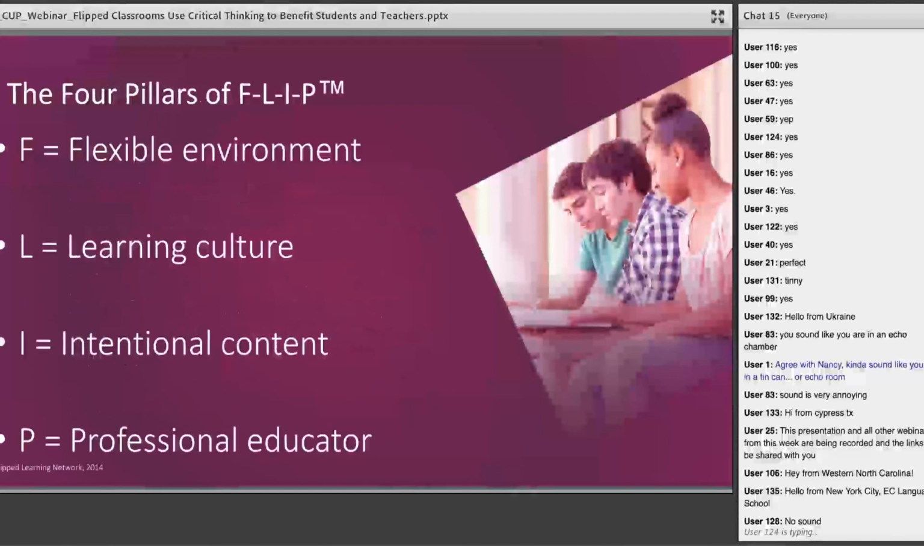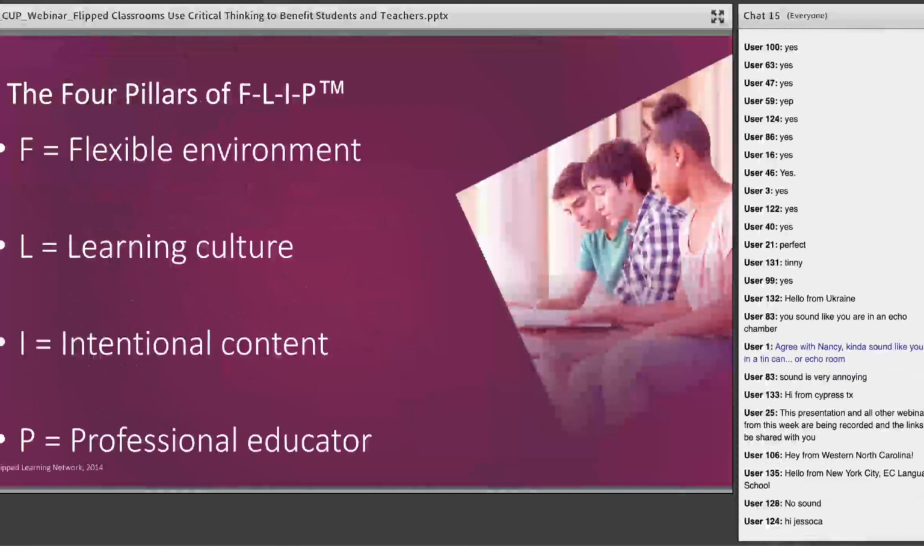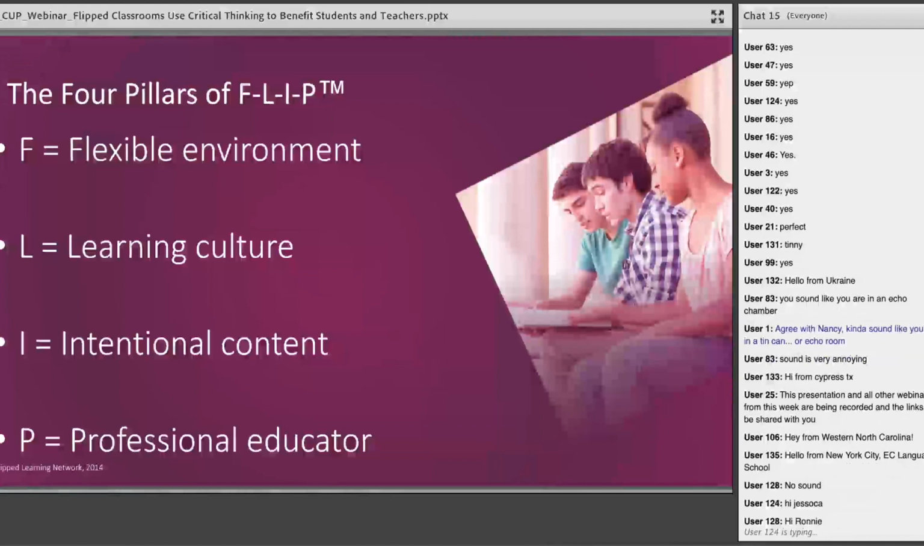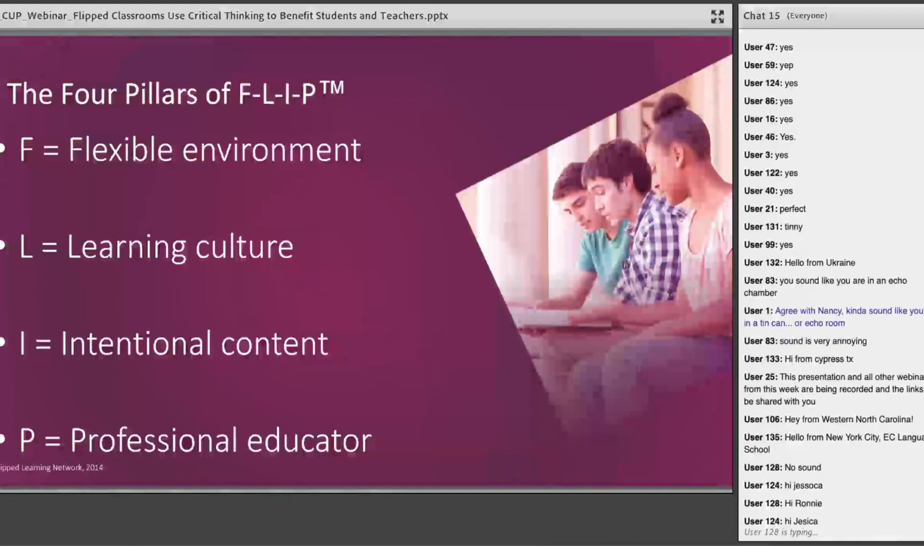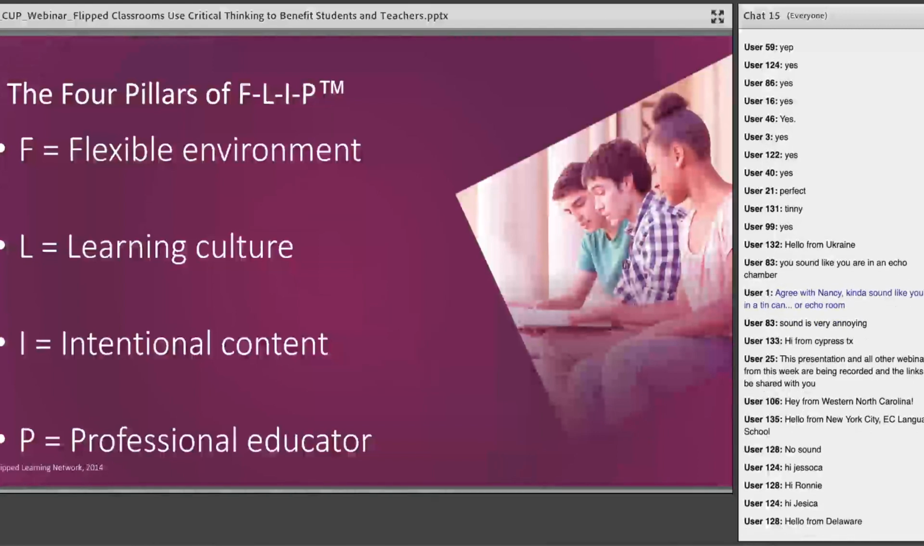And one thing that I was very surprised to learn was that the letters in FLIP actually stand for something. So basically the F stands for flexible environment, the L for learning culture, the I for intentional content, and the P for professional educator. What some people don't realize is that each of those things has some specific components that we need to think about, and each of these affect the classroom in different ways.